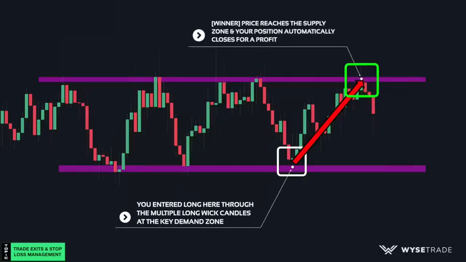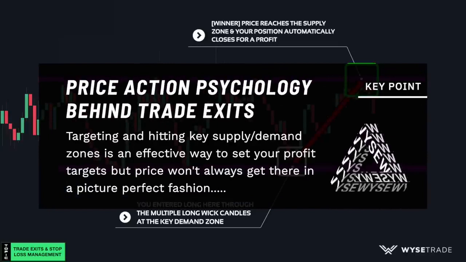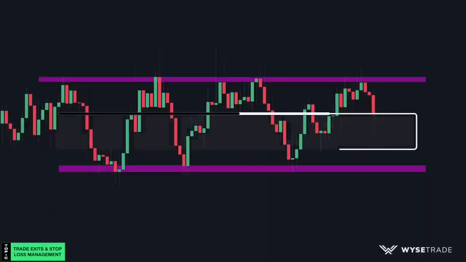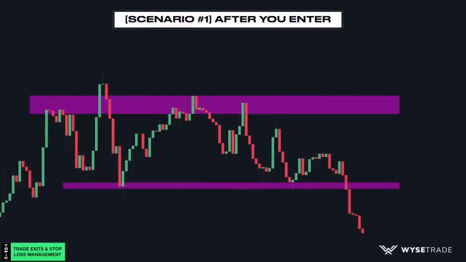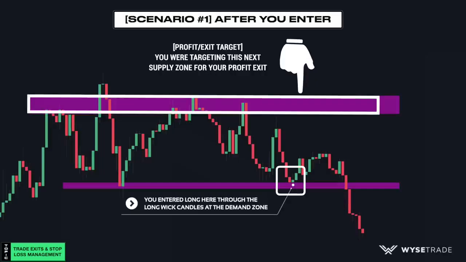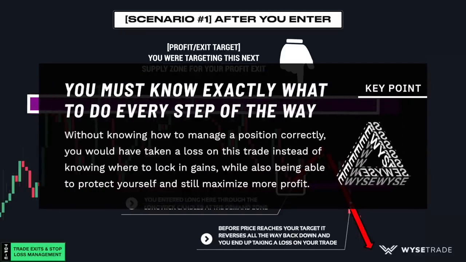Another profitable trade. But now, this is what occurs in the best case scenario, but as a trader, you should know that it doesn't always play out as picture perfect as this. Alternatively, these scenarios can occur instead after you enter. Scenario number 1. You enter on this long trade setup here and are targeting this next supply zone here. But before price gets there, it reverses all the way back down and you would end up with a loss. Without knowing how to manage a position correctly, you would have taken a loss on this trade instead of knowing where to lock in profits.